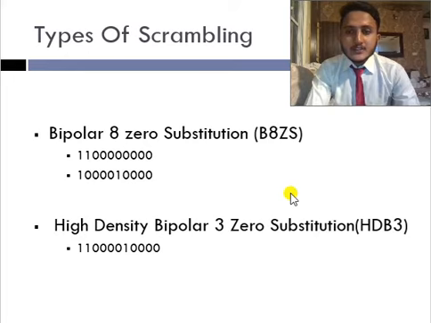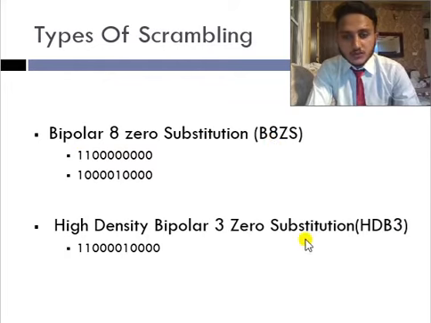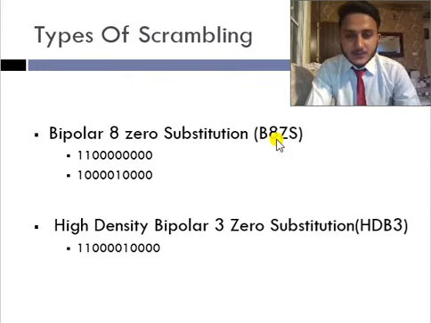Now there are types of scrambling. There are two types of scrambling: B8ZS and HDB3. B8ZS stands for bipolar 8-zero substitution and HDB3 stands for high density bipolar 3-zero substitution. In B8ZS, we use bipolar 8-zero substitution when we have 8 consecutive zeros, like in this example, where we have 8 consecutive zeros.